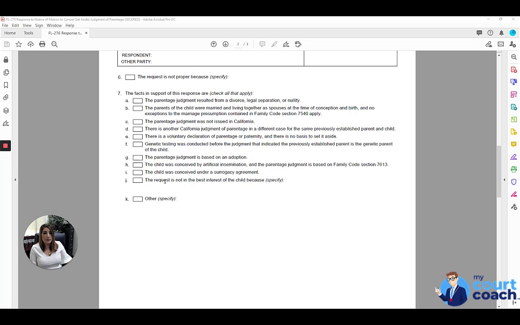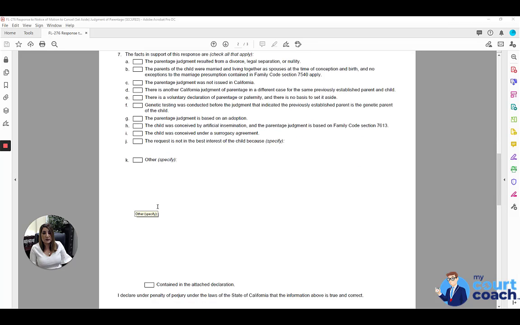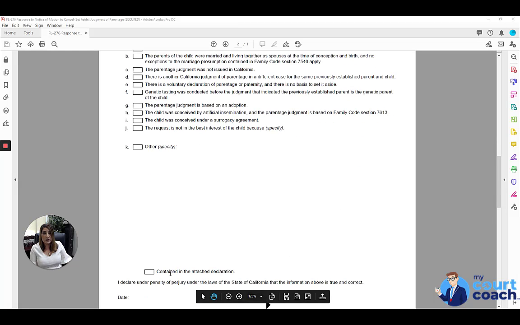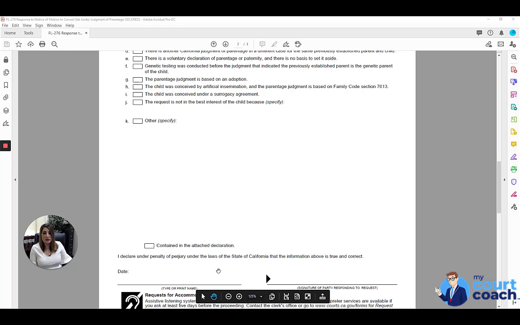If you just don't think it's in the best interest of the child, maybe the child is extremely bonded to the person that's been found to be that child's parent, for instance, or whatever other reason you think that it wouldn't be in the best interest of the child to set aside the judgment of parentage, then you can mark box 7J and specify the reasons. If there's any other reason that you think the request is not proper or that you want the court to consider in making this determination, you can mark box 7K and list what those reasons are. If this is not enough space for you, you can always attach another sheet of paper to this and just mark the box that says contained in the attached declaration to let the court know that these facts have been continued onto another sheet of paper.